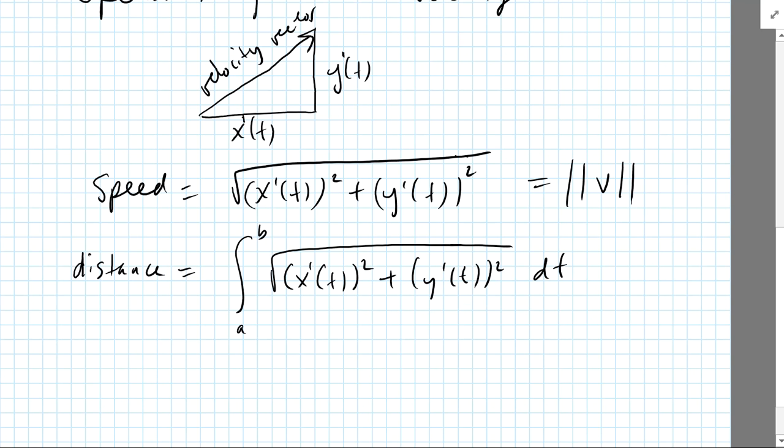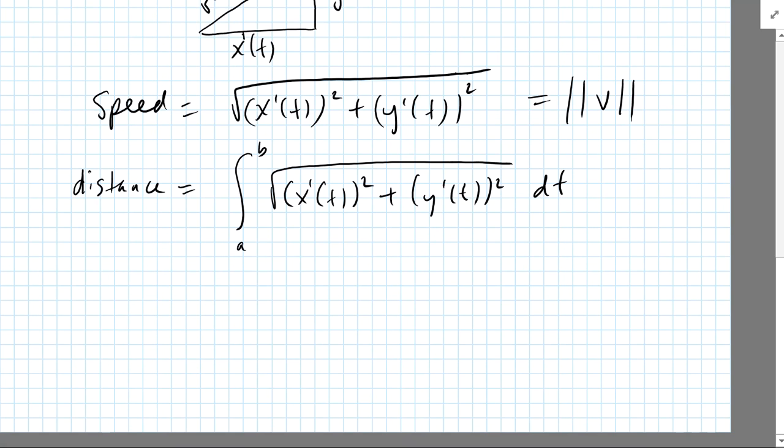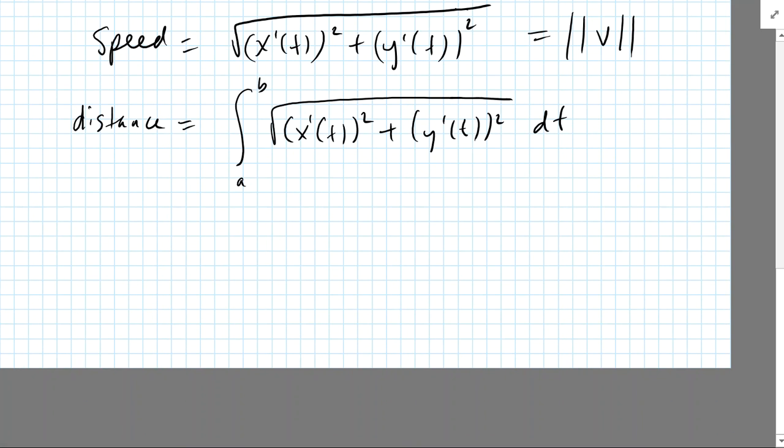Really, you just have to remember speed is specific: it's the magnitude of the velocity vector. Distance is how far I went in that amount of time. Pretty straightforward, right? These are the easy questions on vectors, when they ask for speed and distance. That's the easy part, along with when they give you position and ask you for velocity and acceleration equations.